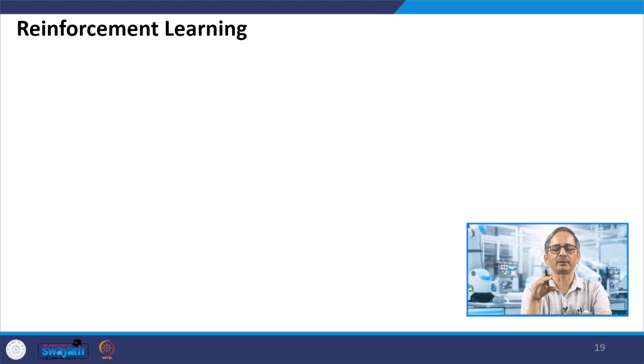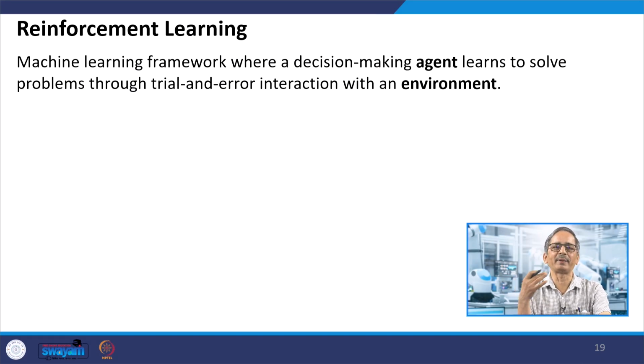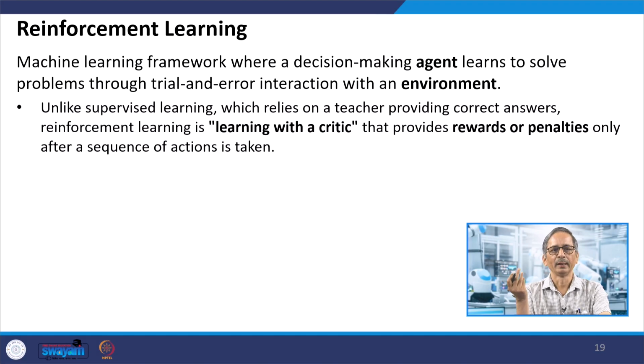I have just kept it here to introduce you a little, because as I said, we have a dedicated lecture on reinforcement learning. Reinforcement learning is basically based on the concept of reward and penalty. It's a machine learning framework where decision making agents learn to solve problems through trial and error by interacting with the environment. Unlike supervised learning, which relies on a teacher, that is, where input output data is provided, reinforcement learning is learning with a critic that provides rewards or penalties after a sequence of actions is taken.